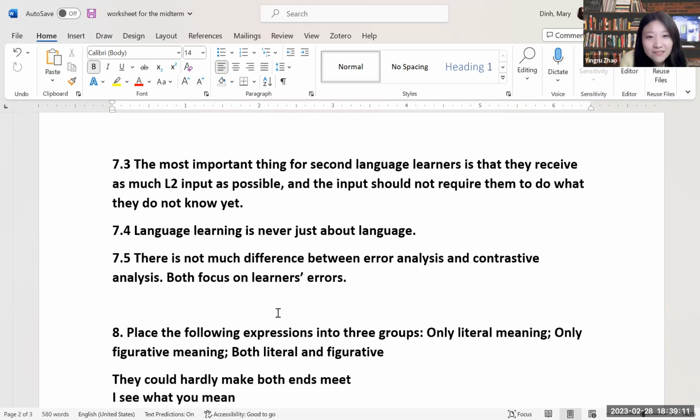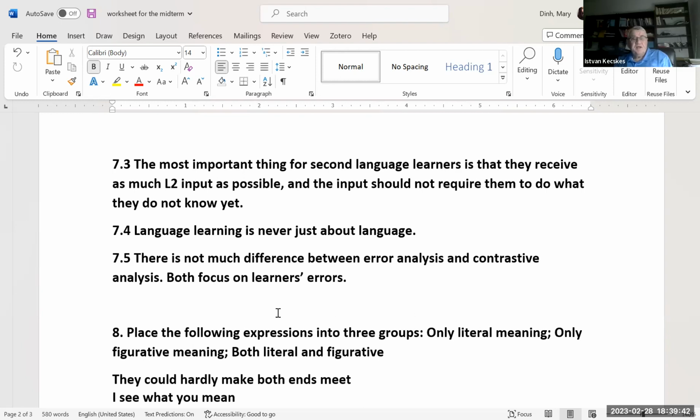Language learning is never just about language. Because language actually is one of the interactions between the cognitive system and the social environment. So learning a language is not just the language itself, it also involves the actual use of language in a given context in a certain culture. So yeah, right. Okay. How about the next one?